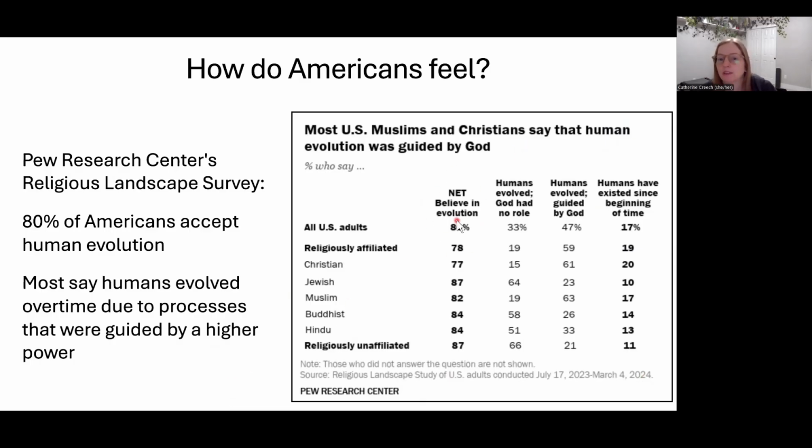Of those people who believe in evolution, we have three options. Humans evolved and God had no role. Humans evolved guided by God. And humans have existed since the beginning of time. And so it's interesting to see these breakdowns based on our religious affiliation and whether or not you're religiously unaffiliated. And there's trends, and it's totally cool. I'm putting this out because I think it's fascinating, and I think it's important to note that there is not a whole wall divided between religion and evolution. Sometimes it's set up so that the two seem like opposing ideas. And this data suggests that a lot of us have figured out how to make the two things work together.